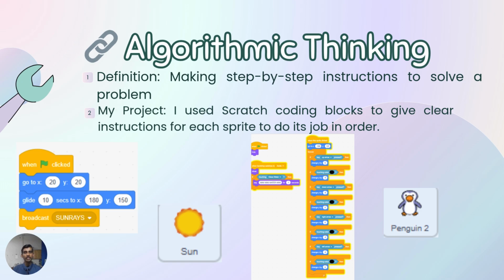Next is algorithmic thinking. Algorithmic thinking is making step-by-step instructions to solve a problem. In my project, I use Scratch coding blocks to give clear instructions for each sprite to do its job in order. For example, for the sun, when the green flag is clicked, go to x 20, y 20, then glide for 10 seconds to x 180, y 150, and broadcast. It is also the same for the penguin.